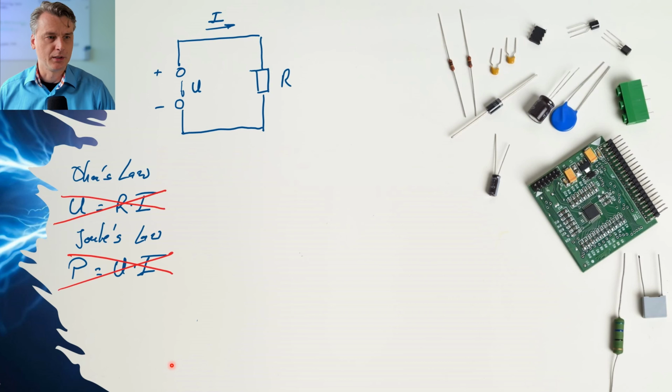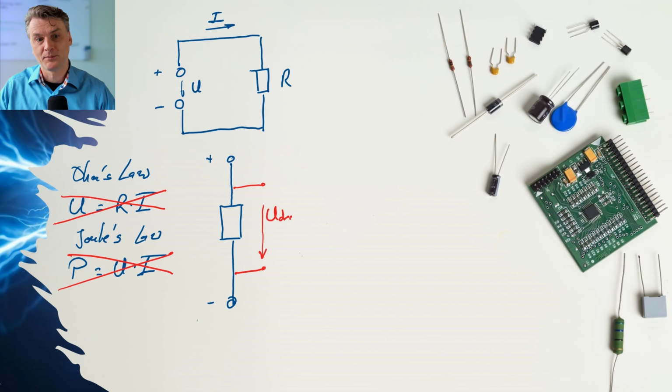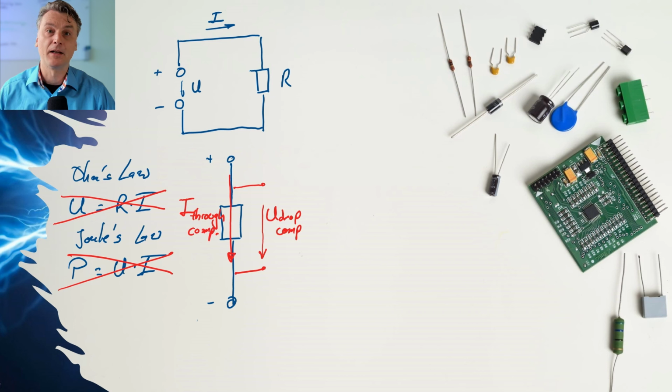I don't like these two equations being presented as is. They don't really show what they actually mean. So here's what they actually mean. Here's a resistor. That's a zoomed in version of the resistor we just saw. And over that resistor, there's a voltage drop. This voltage is the drop in voltage over that component. And through that component, through the resistor, there's current running through it.